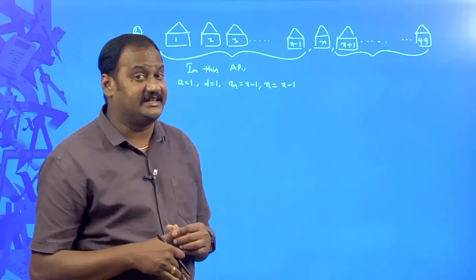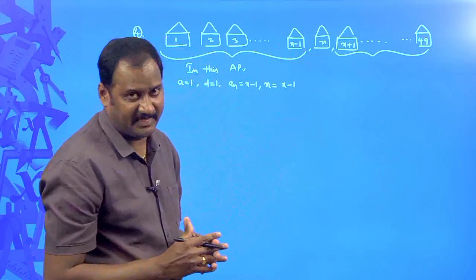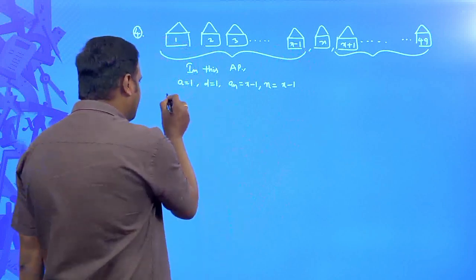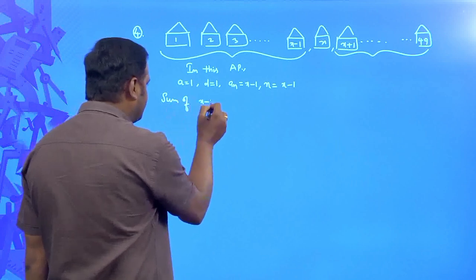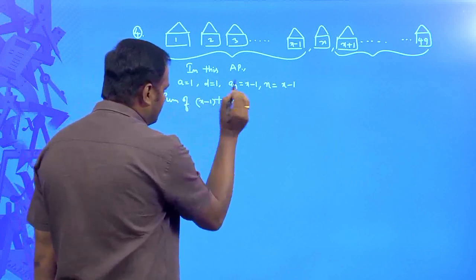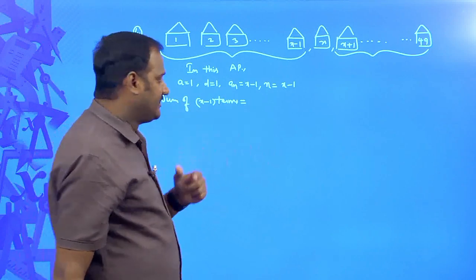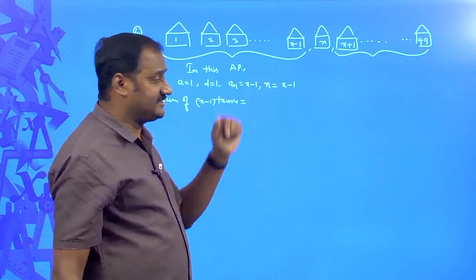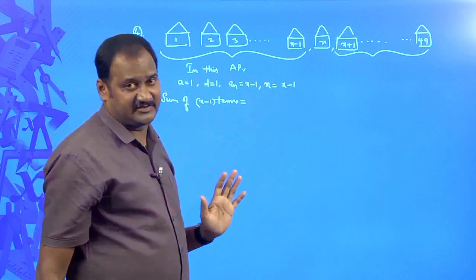We can easily find the sum of all these x minus 1 terms. Okay, let us try to find out this sum. The sum of x minus 1 terms is going to be, what is the formula when the sum to n terms is given? n by 2 into a plus a_n, because the nth term is also there. n is equal to x minus 1, a_n is also x minus 1.